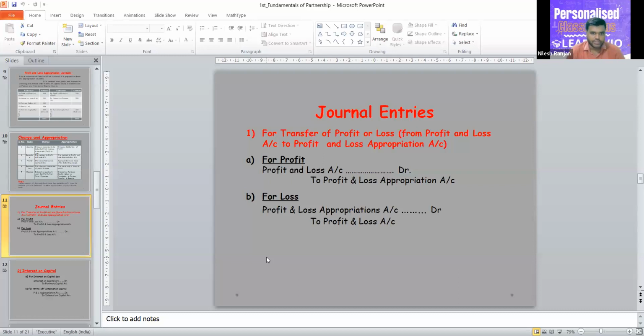Both the entries are given here. Journal entries for transfer of profit or loss from profit and loss account to profit and loss appropriation account. For profit, it is profit and loss account to profit and loss appropriation account. And for loss, it is profit and loss appropriation account to profit and loss. So yes, it is just the opposite of the first entry. Okay, sir.